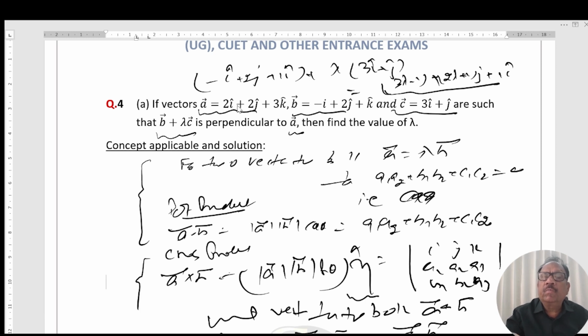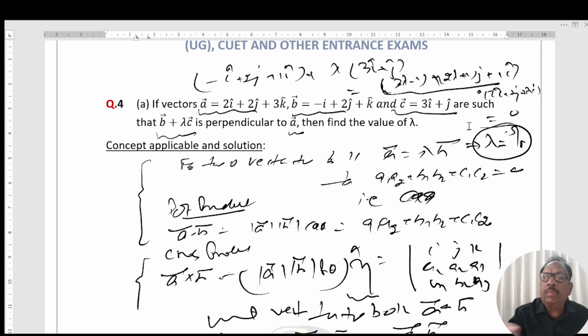A vector means this dot this, we take the dot product of this with A. Dot A, 2i plus 2j plus 3k, equal to 0. Use this formula. On simplification, lambda comes out to be minus 5 by 8. That is the answer. My purpose was to clear the formulas applicable and the simple calculation. Right? Next question.